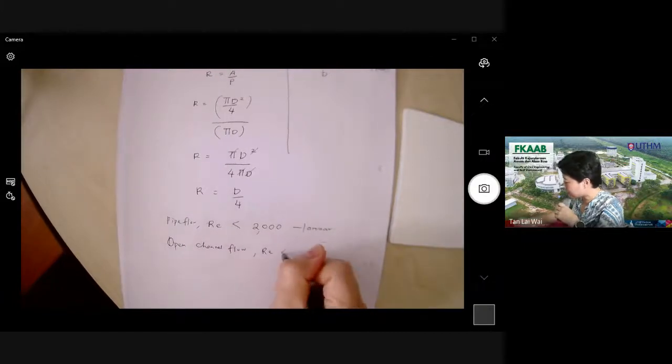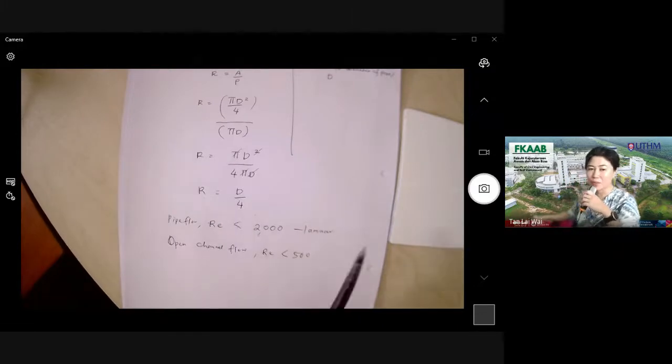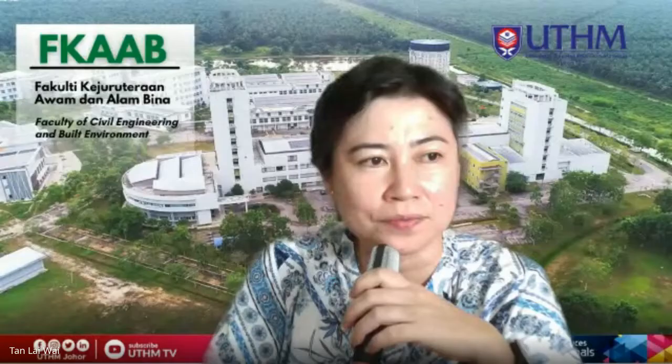Our Reynolds number is less than 5 because I already considered this. So it's actually the same Reynolds number formula. It's just that last time we used the diameter of pipe. This time we'll use the hydraulic radius instead of the diameter of pipe. So let's go back to our slide. Okay then.